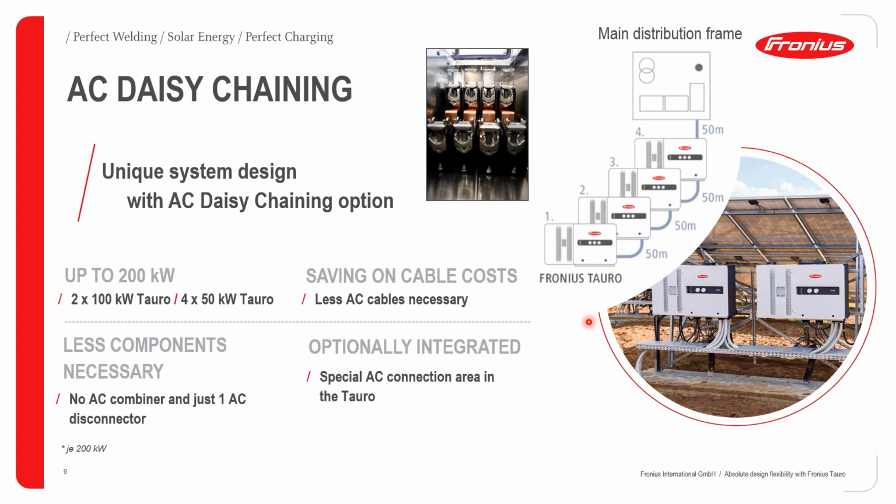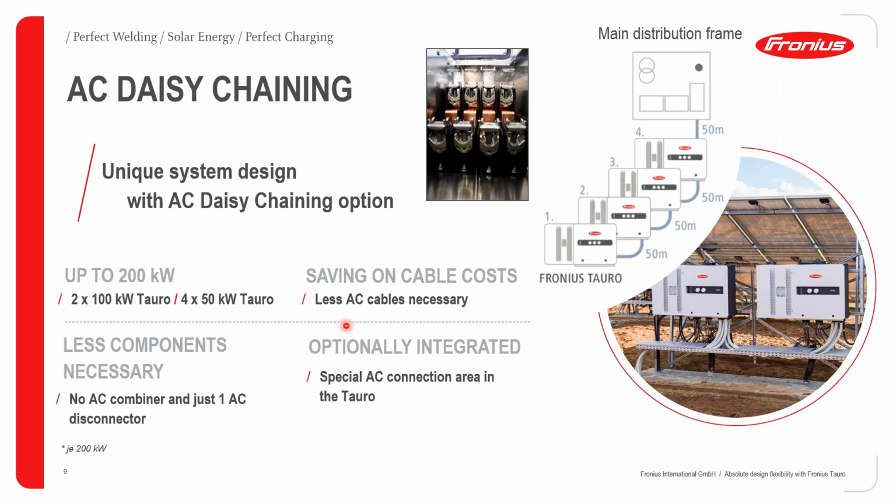This is actually a real-life application in Greece. So this is actually done with 200 kW devices, and we can clearly see this device on the right here is interconnected to the product on the left, and from there we then go to the main distribution frame. And we are not having to run 2 long AC cables to the main distribution frame, and therefore we are saving on the cable costs. Less AC cables necessary. A big important topic here.